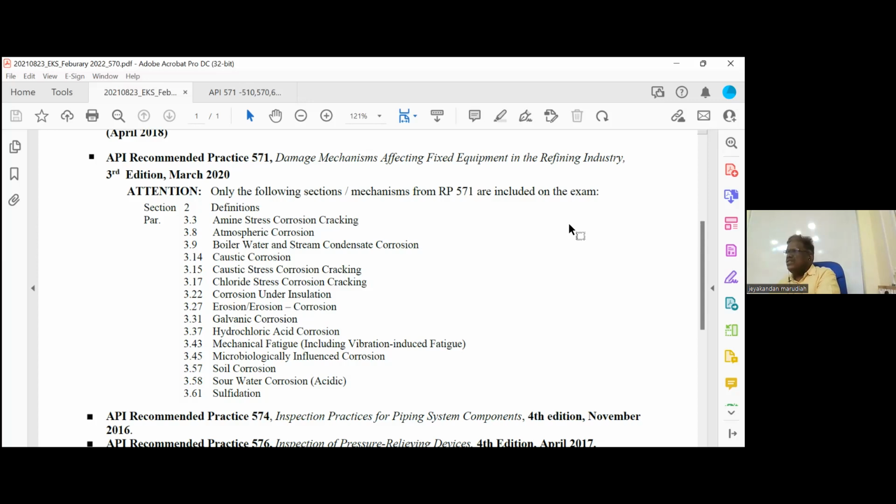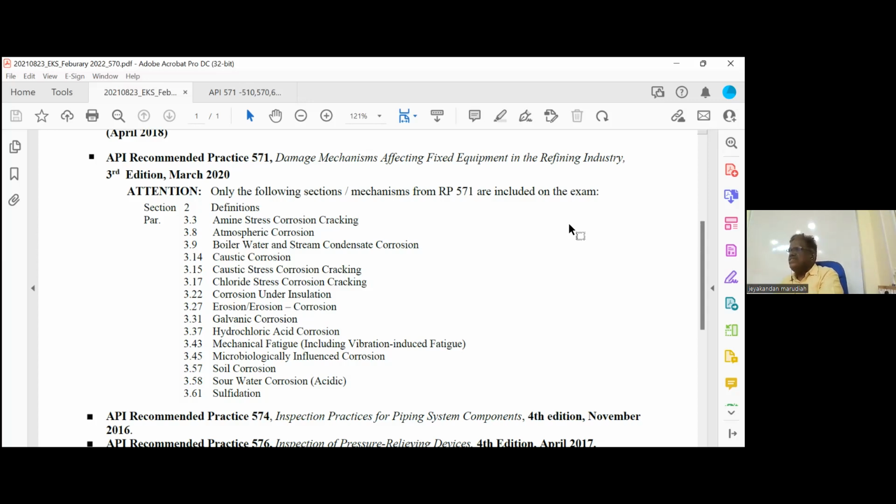Now, what is the advantage of ACFM over MT? MT we can use only in ferromagnetic material. ACFM we can use in all conductive material. For example, stainless steel: we cannot do MT, but we can do ACFM. Another advantage is it is a non-contact technique, no need to touch the part. Temperature up to 900 degrees Fahrenheit we can use.